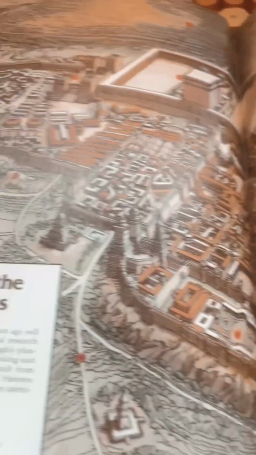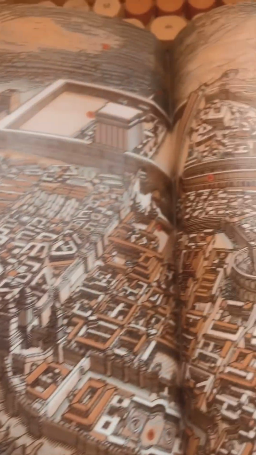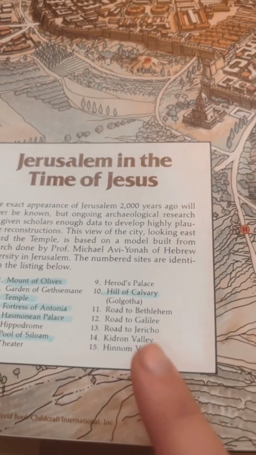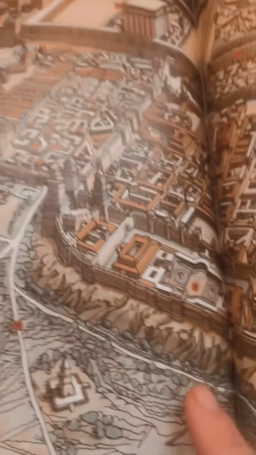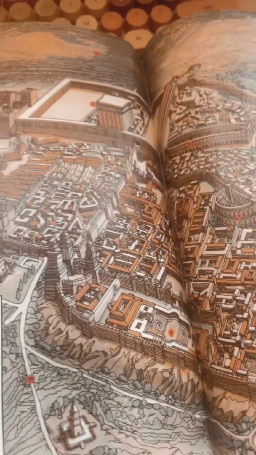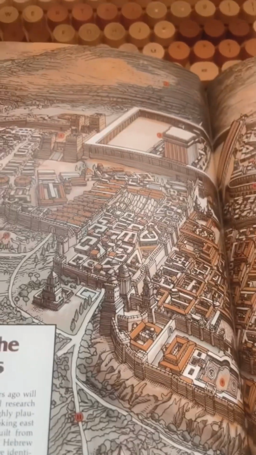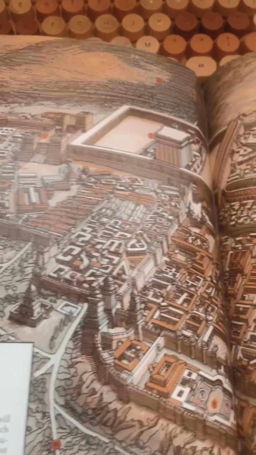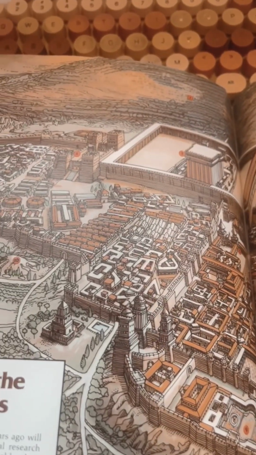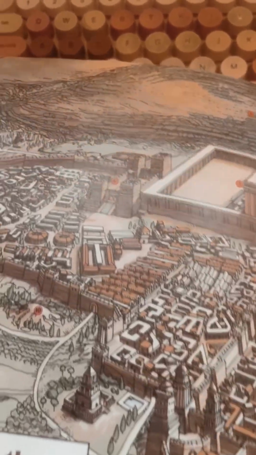They will tell you this is all Herod's stuff. This is Herod's palace. This is Herod's fortress. 9, it says it's Herod's palace, which is right here. It does say Herod has 15 palaces, but what happened is he probably just took over all of these palaces, which is kind of sad.